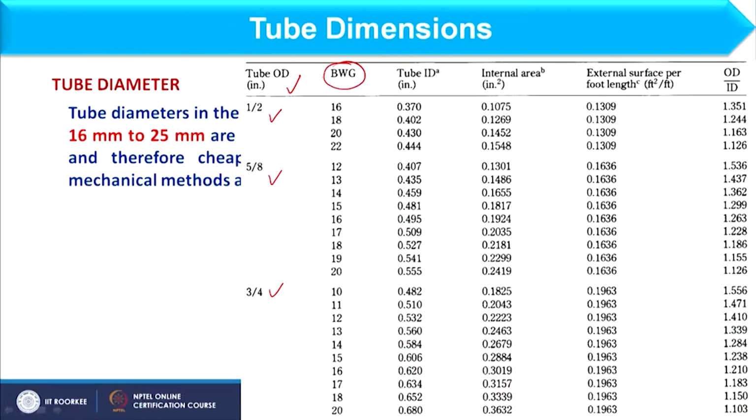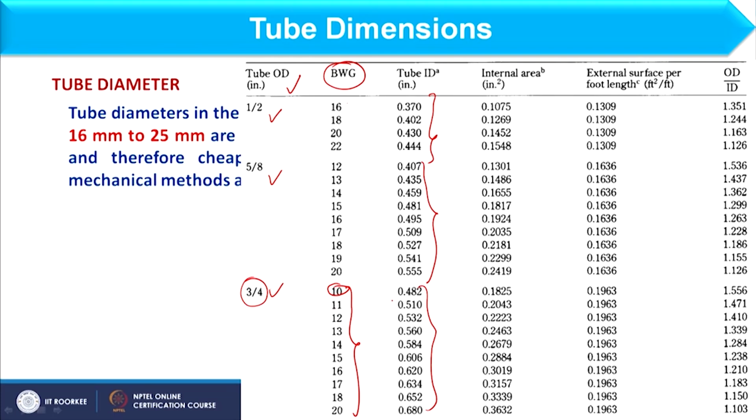Now, this tube OD is given and after that we have the BWG value, and depending on the BWG value we can have the tube ID. So, OD is fixed, however, depending upon the BWG value we can choose different tube ID, right. So, what is the BWG value? BWG value is basically Birmingham wire gauge. This is a standard number which decides the thickness of the tube.